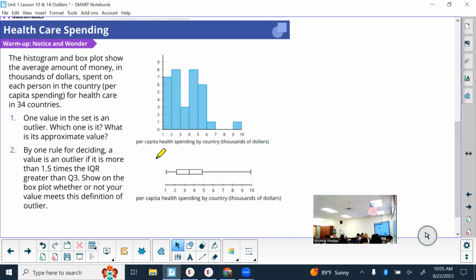All right, one value in this data set is an outlier. Think to yourself, which one is it? Thinking, no talking. I'm telling you, one of these values in this data set, which is average amount of money in thousands of dollars spent on each person in the country for healthcare. That's what it represents. One of the values is an outlier. Think about it, which one that might be, and what its approximate value is. Because can I see the exact value when it's a histogram or a box plot?